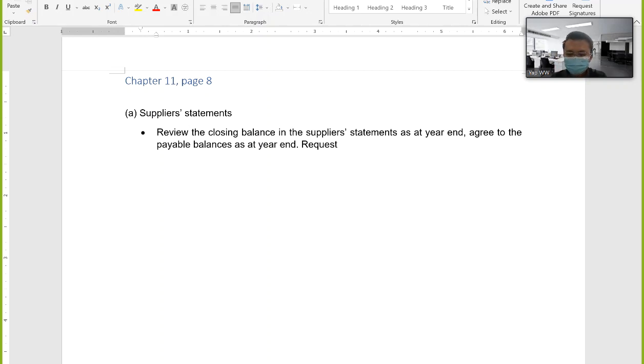However, for those you can't agree, you request management to perform reconciliation on the payable balances if they are not agreed. Okay, so this is the first audit procedure.